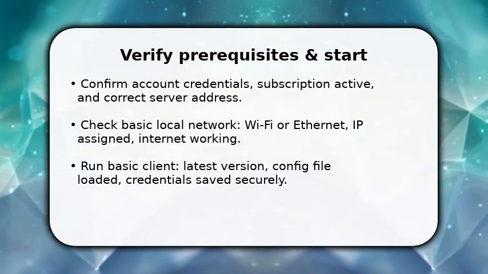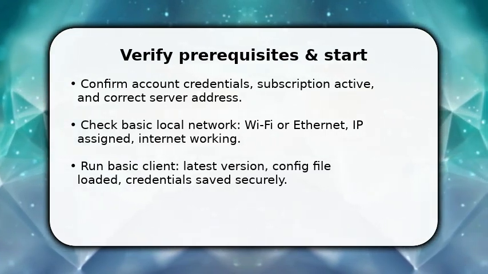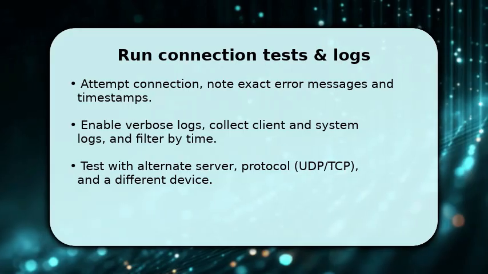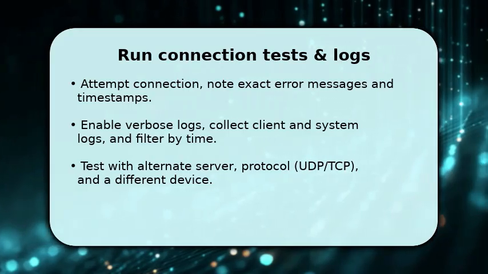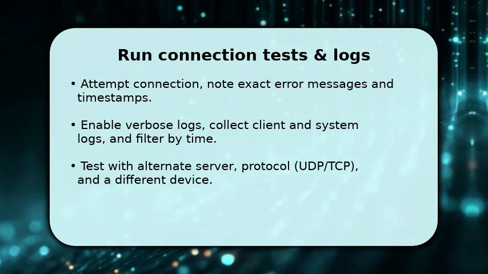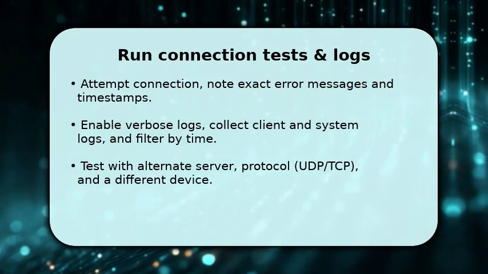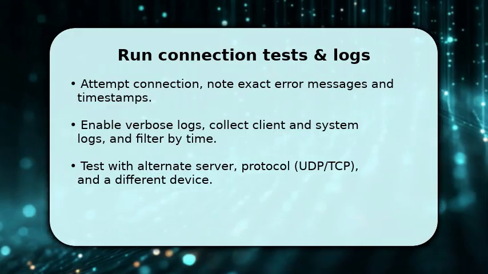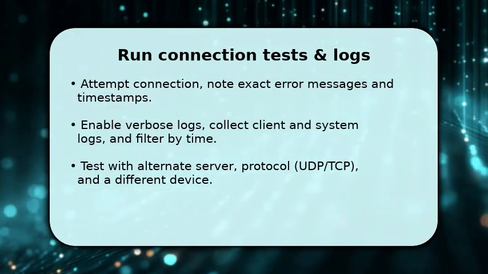You now run controlled tests and gather evidence to diagnose the issue. Attempt a connection and read the exact error message. Write down timestamps. Then enable verbose or debug logging in the client, reproduce the failure, and collect both client and system logs for the same time window.